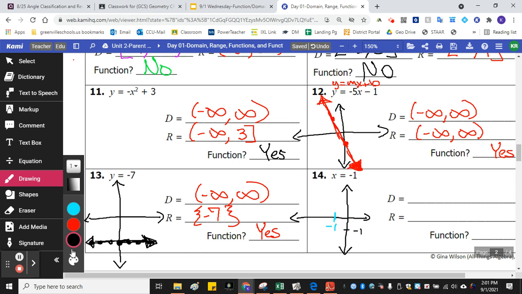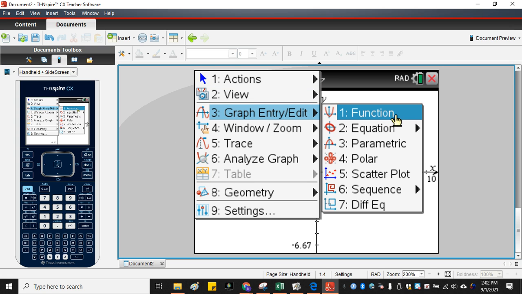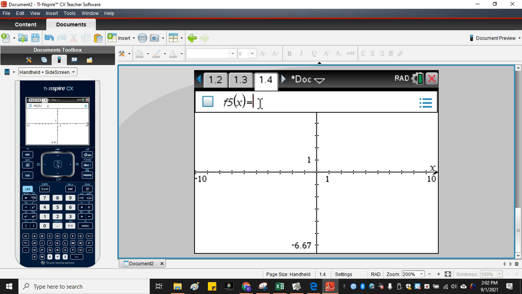So if y equals -7 is a horizontal line, x equals -1 is a vertical line, because x equals -1 at all of these points and more. It's going to cross at every single spot, so it's not a function. When you go to this graph on the calculator, you can only enter functions. So since it's not a function, you can't graph it in this calculator.